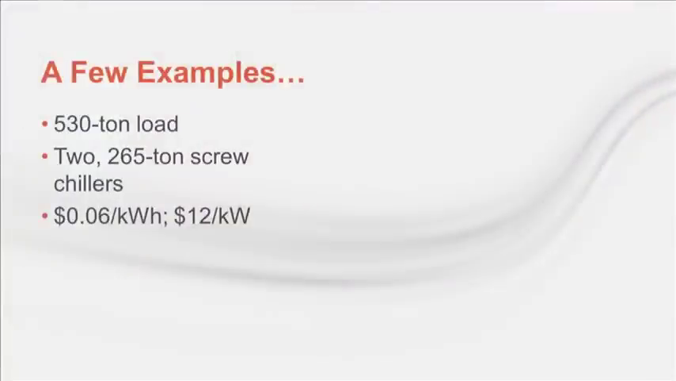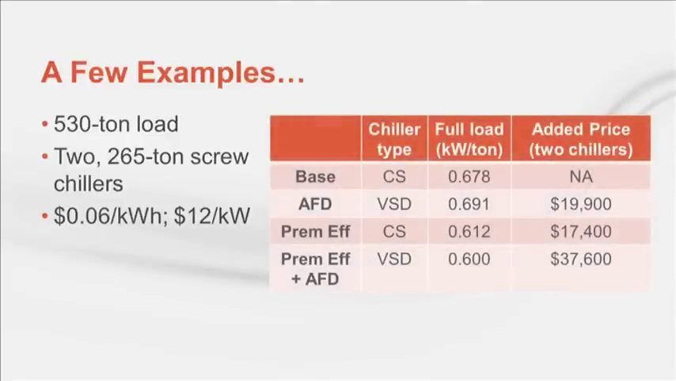So let's look at a few examples for screw chillers and use MyPLV to perform a quick chiller analysis in each case. We're going to have two chillers sized to meet the 530-ton load, with consumption costs of 6 cents a kilowatt hour and $12 per kW demand charge. The base system chillers meet 90.1 2010 requirements.